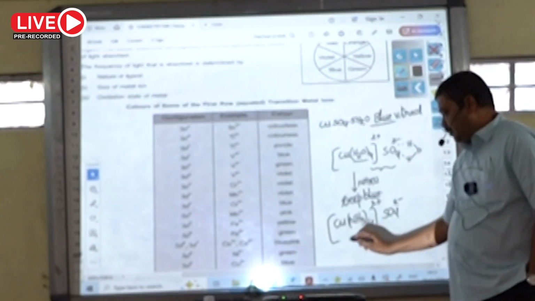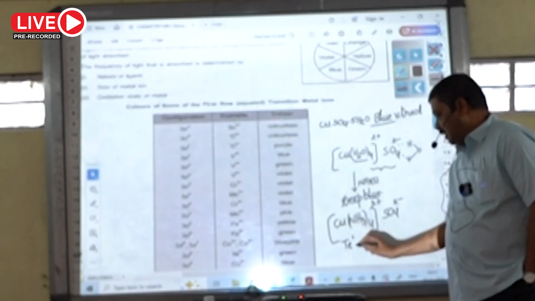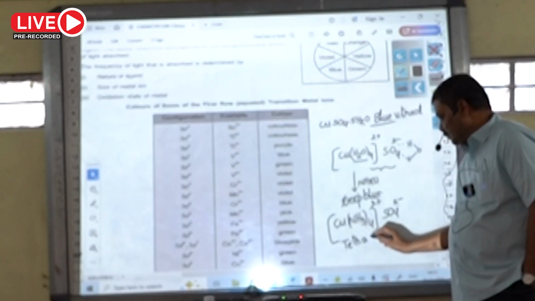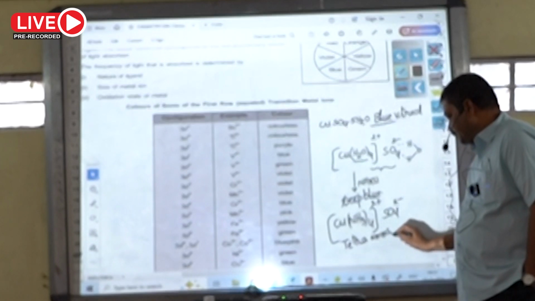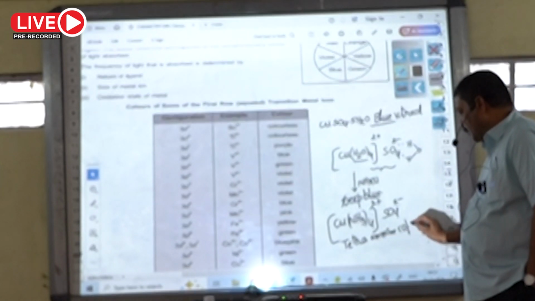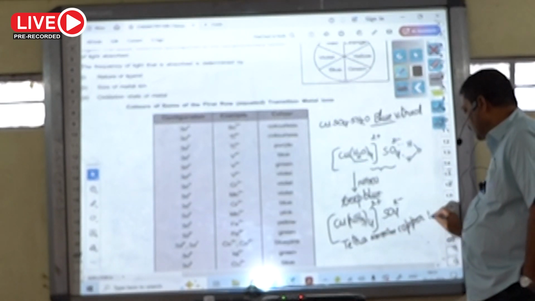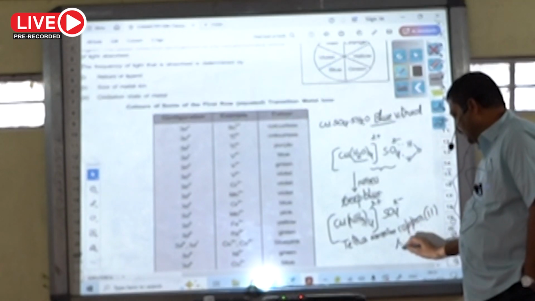What is the IUPAC name of this? Tetraammine copper(II) sulfate.